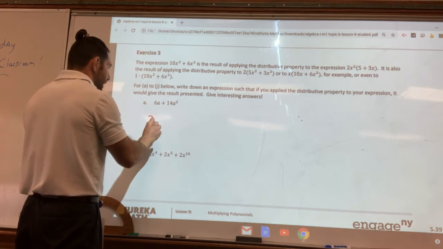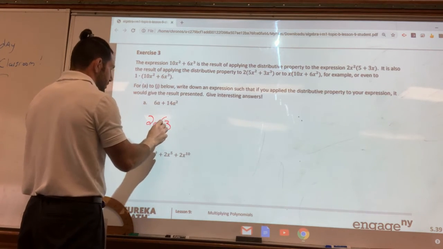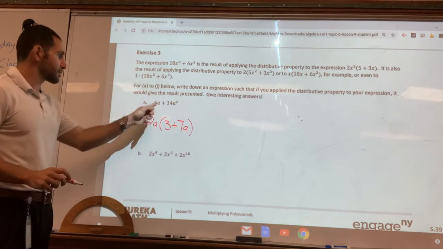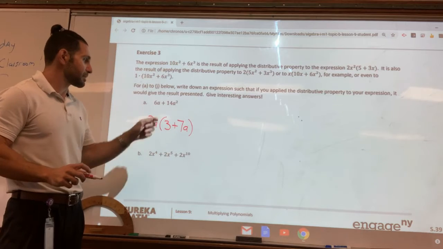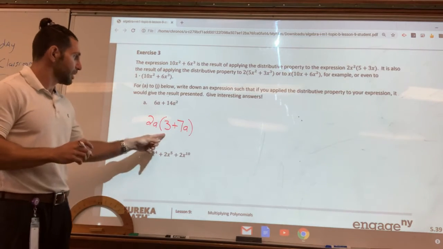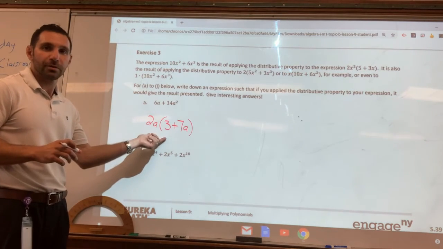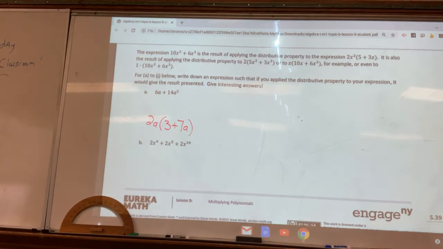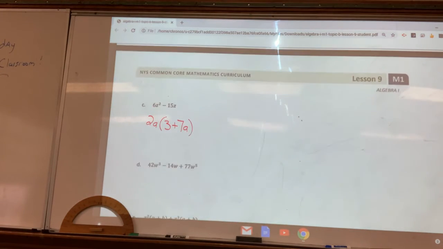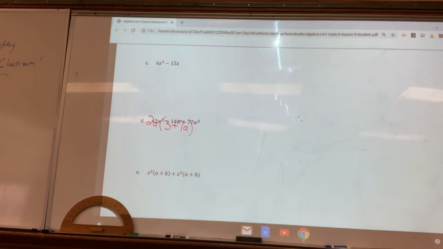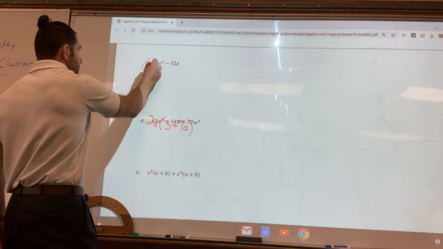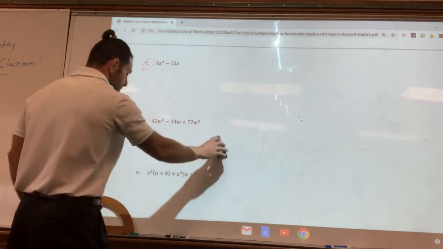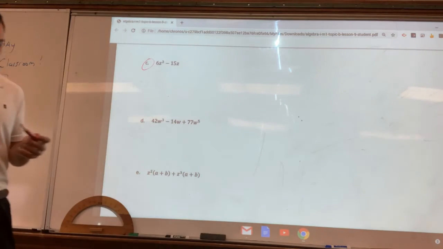I know that I can multiply 2a by 3 and 7a. 2a times 3 is 6a. 2a times positive 7a is 14a squared. This is what you're doing. You're trying to break out something so that it's the distributive property. I want you to try letter C right now. So you're breaking something out.